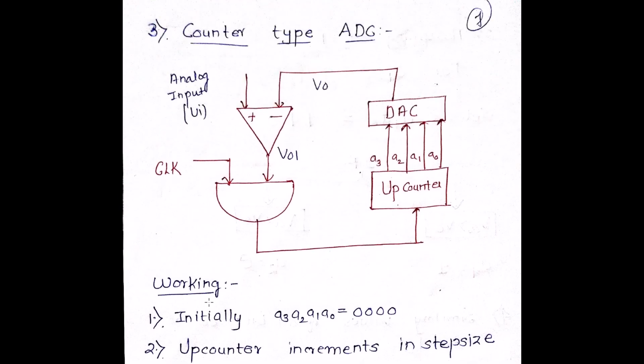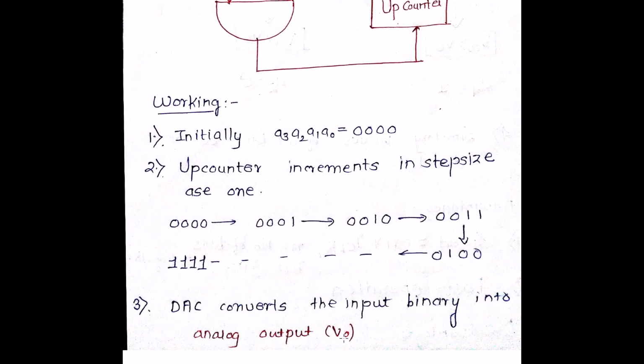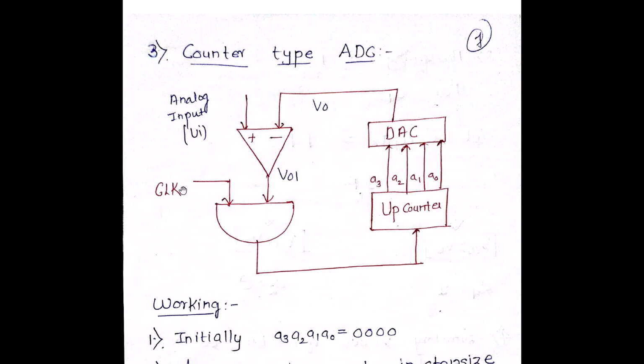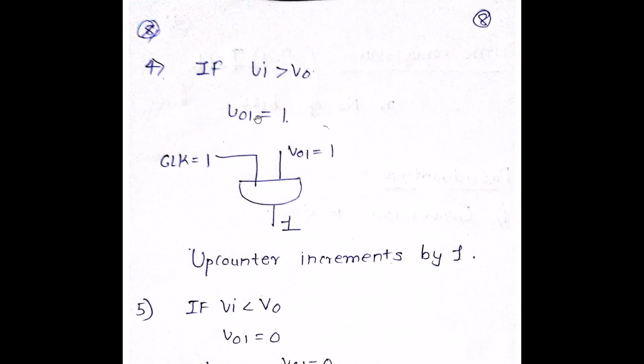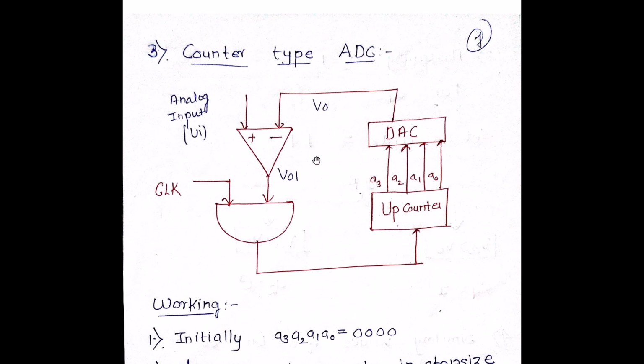Now this input which is given to the DAC, the DAC converts this digital input into analog output, that is V0. So the digital input is converted into the analog output V0, and now this input analog voltage is compared to the output voltage. The working becomes similar to that of the SAR, the successive approximation register ADC, in which if my Vi is greater than V0, my VO1 becomes 1. It's a comparator. However, if my inverting terminal, that is V0, becomes greater than Vi, the non-inverting terminal, then VO1 becomes 0. So if Vi is greater than V0, VO1 is equal to 1, and if Vi is smaller than V0, VO1 becomes 0.